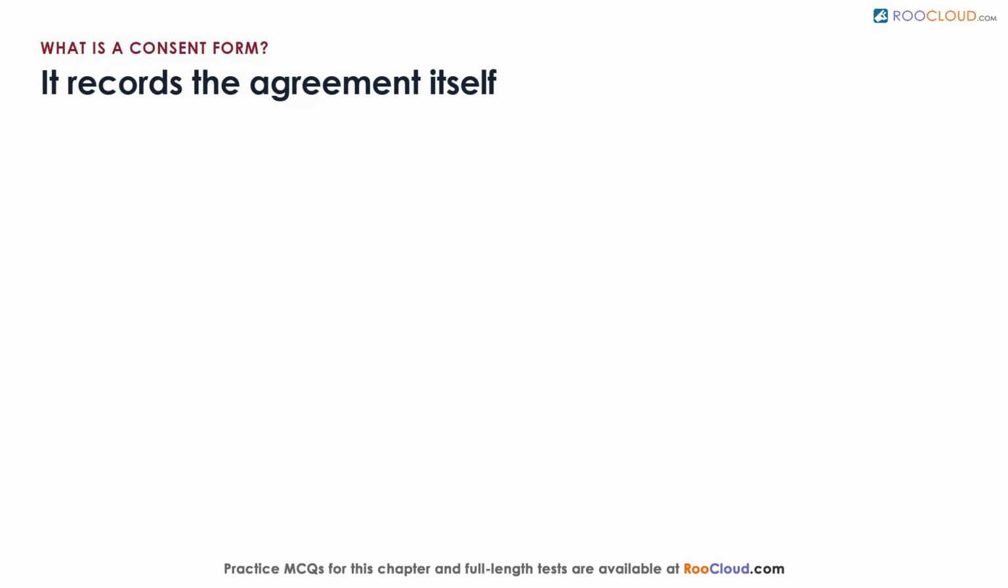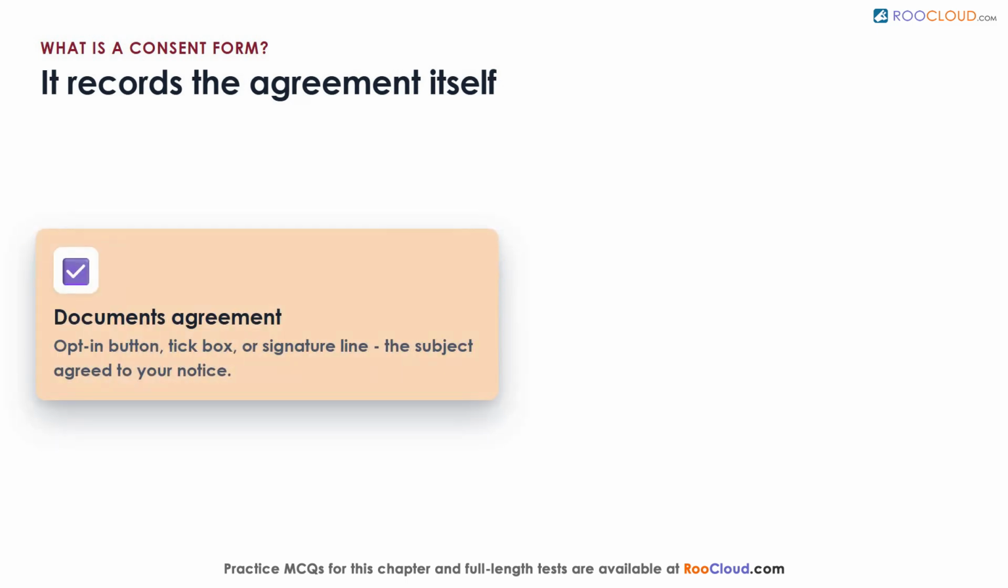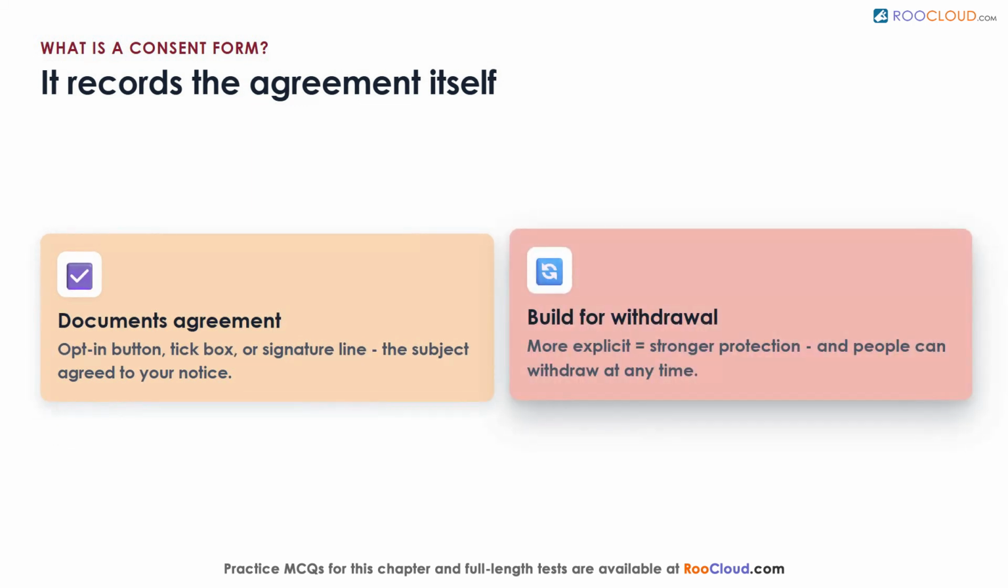What records the agreement itself? That is the consent form. It documents that a data subject agreed to your notice. It might be an opt-in button, a tick box, or a signature line. The more explicit the consent, the stronger your protection. But a signature alone is not the whole story. Real consent is a continuing back and forth between you and the person, and people can usually withdraw consent at any time. So build a way to capture that withdrawal too.